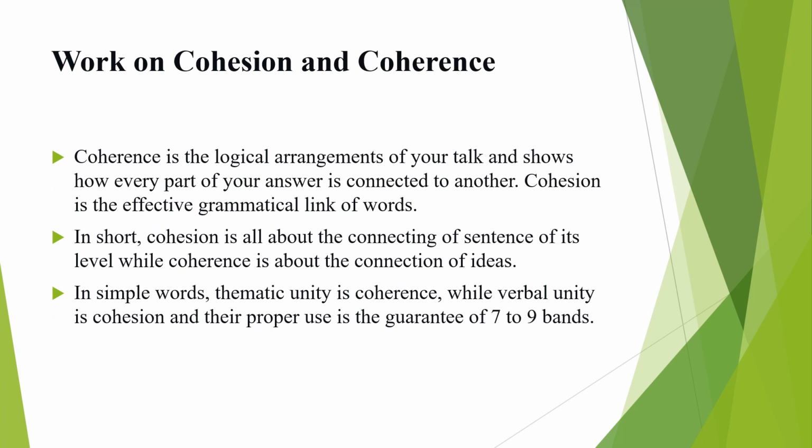So working on cohesion and coherence, how can you work on this domain? Coherence is the logical arrangement of your talk and shows how every part of your answer is connected to another. Cohesion is the effective grammatical link of words. In short, cohesion is all about the connecting of sentences at their level, while coherence is about the connection of ideas. In simple words, thematic unity is coherence, while verbal unity is cohesion, and their proper use is the guarantee of 7 to 9 bands.